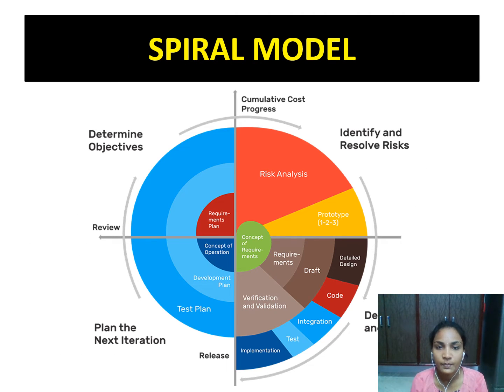Here comes the spiral model. In the spiral model, the project can be solved using 5 stages. The first stage is determine objectives, same as collecting requirements. Second, plan the next iteration, meaning making the blueprint. And the third step is development and testing, writing code and testing the code. And the fourth step is identifying and resolving risks. It's nothing but testing and solving the bugs.